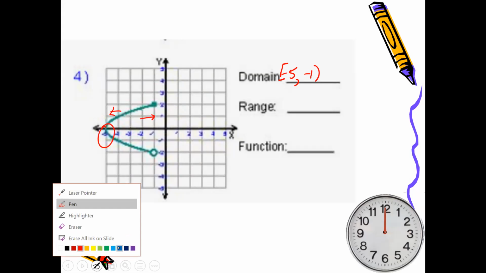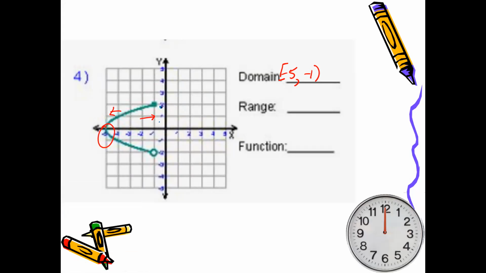Range is how far up do you go? It looks like you start at 2, and then how far below did you go? -2. Open parenthesis there. Is it a function? Uh-oh, if I draw a straight line, it is not a function because it touches twice, so no.